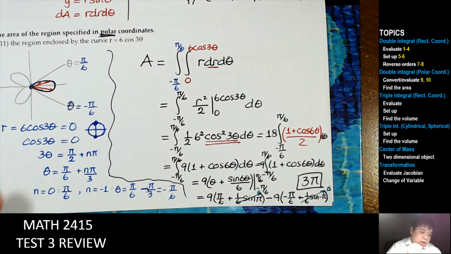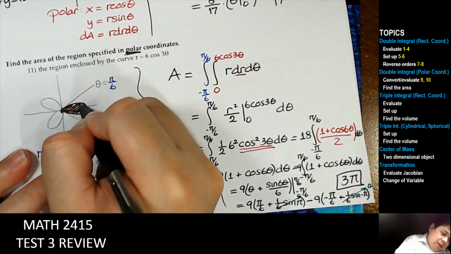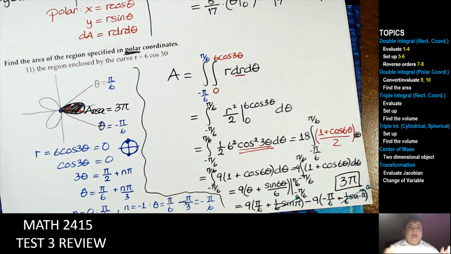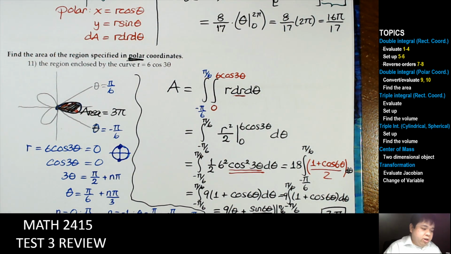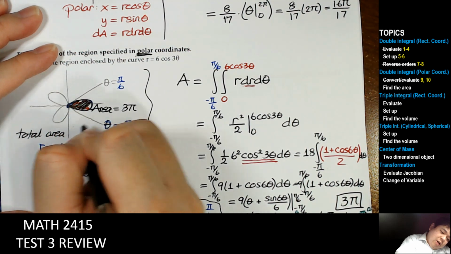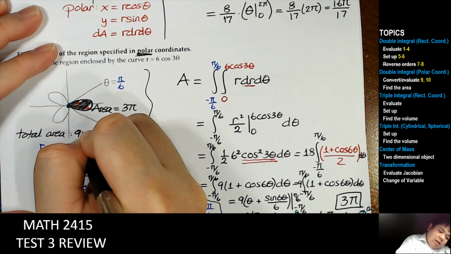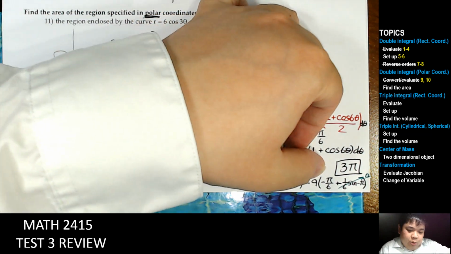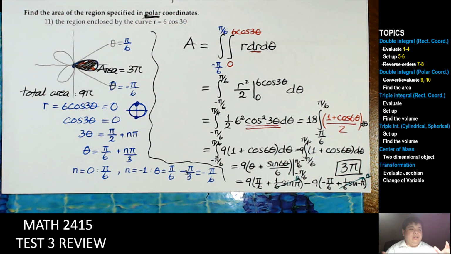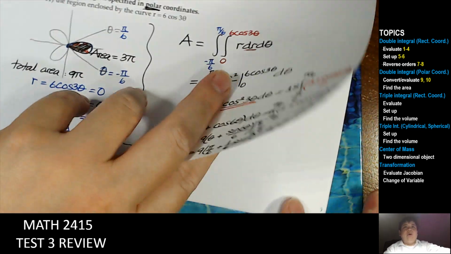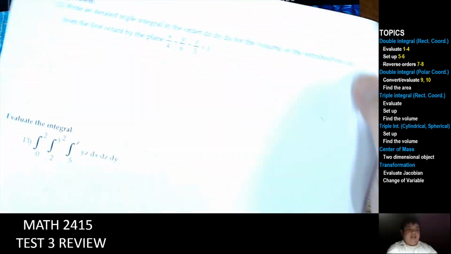Right. So the area of this one petal is 3 pi. We have 3 of them. 3 pi times 3, 9 pi. So the total area is equal to 3 times 3 pi is 9 pi. Right. So this is 3 over 2 plus 3 over 2. 3/2 and a 3/2 is a 3. 3 pi for one petal times 3, we have 9 pi. So that's number 11.